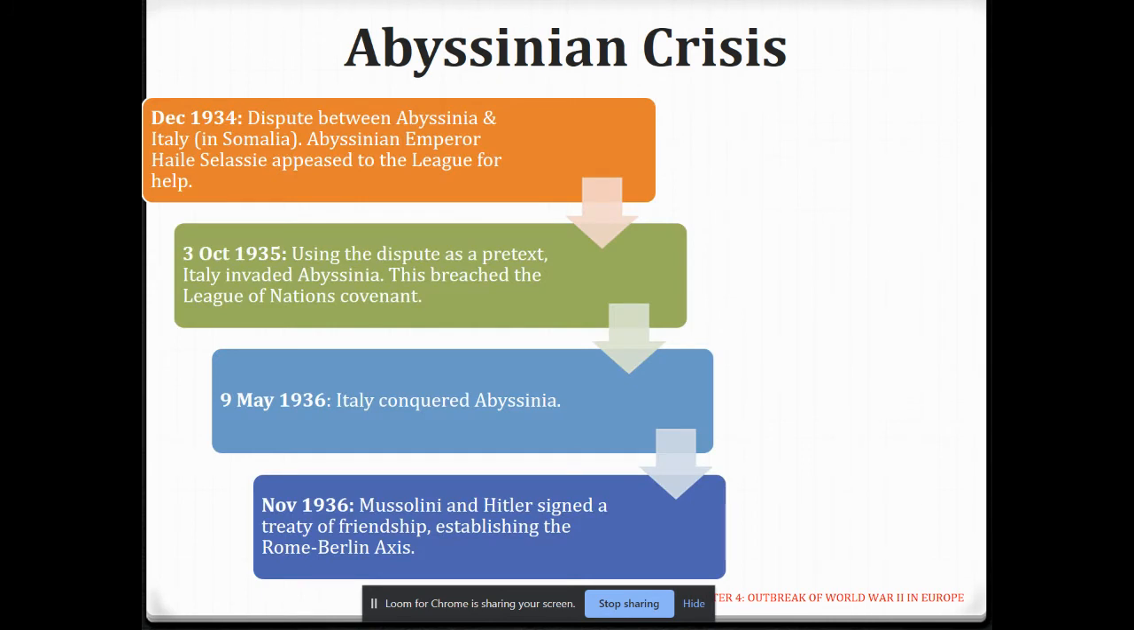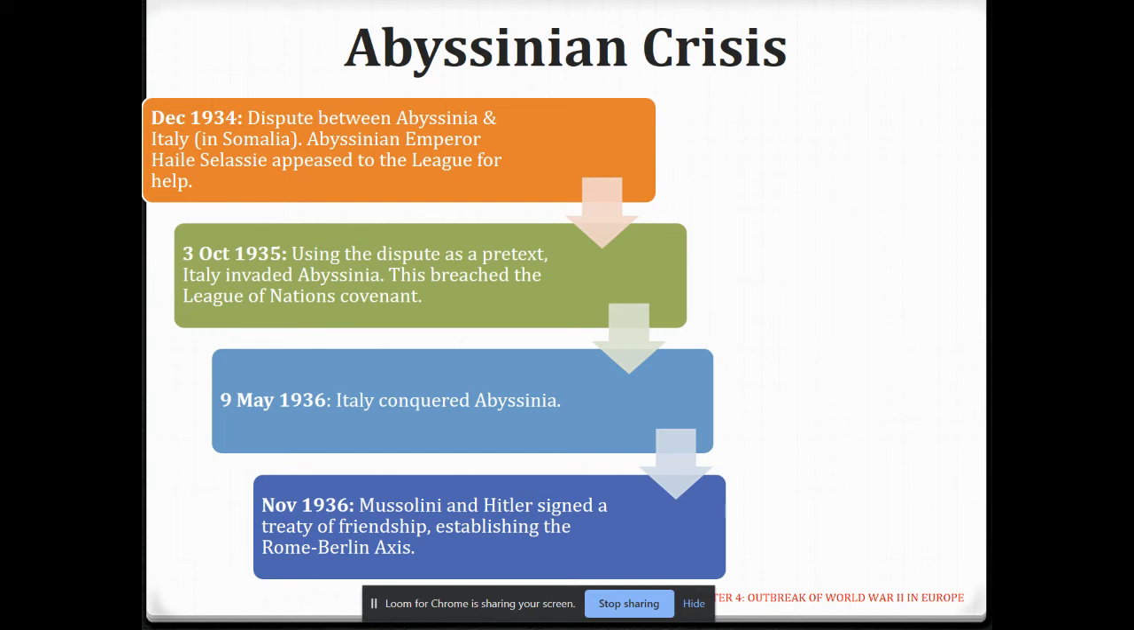Now, the Abyssinian crisis, there are quite a few videos to watch about this. There was a dispute between Abyssinia and Italy in Somalia. Now, the Abyssinian emperor appealed, not appeased, sorry, there's a mistake there, appealed to the League for help.